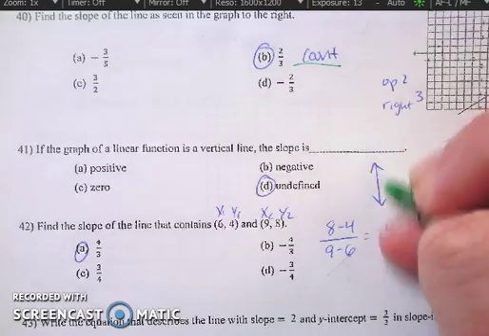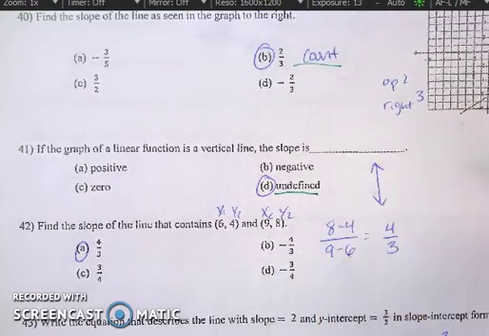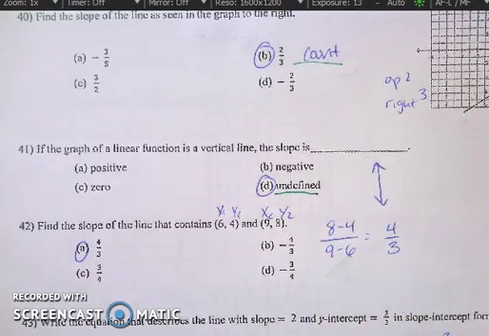Vertical lines go straight up and down. Their slope is undefined. You cannot ride a skateboard up it. So it's undefined.